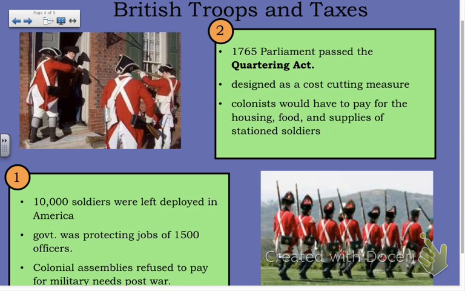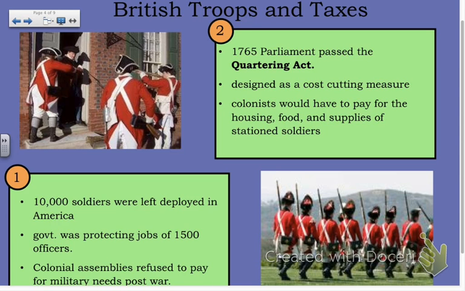In order to enforce the Proclamation of 1763, King George III decided to keep roughly 10,000 British soldiers in America after the French and Indian War. The main reason for keeping these soldiers in America was because demobilizing the army would put about 1,500 officers, many of whom were well connected in Parliament, out of work. The colonists were not particularly thrilled to have the British regulars inhabiting their towns and cities. These soldiers needed to be paid, supplied with rations, and housed.